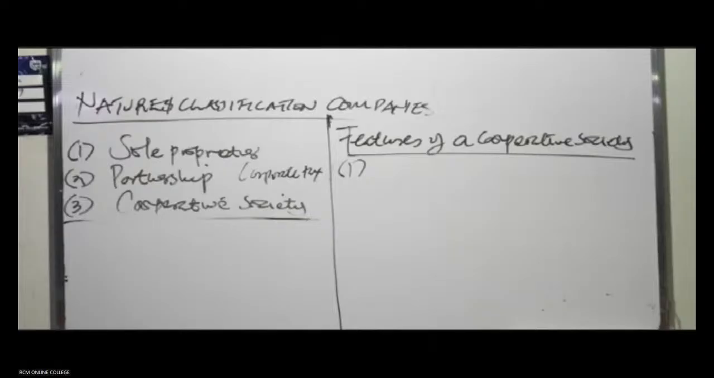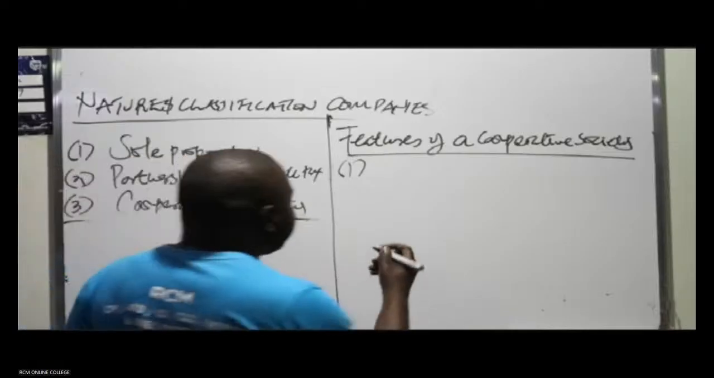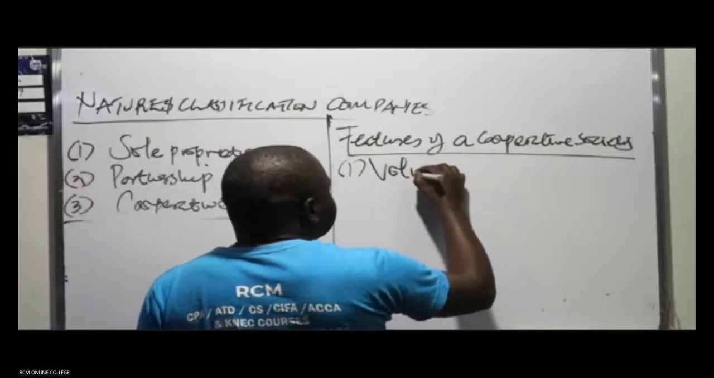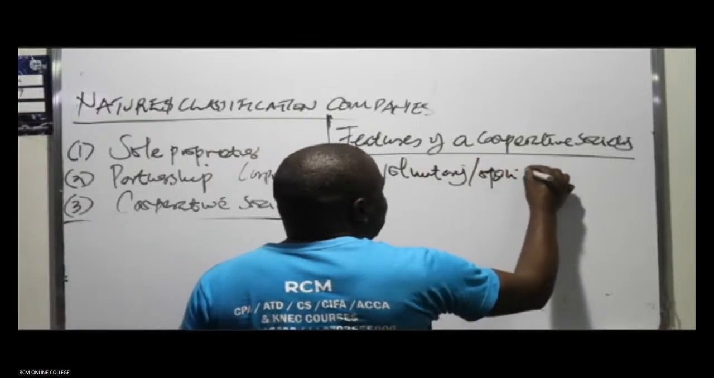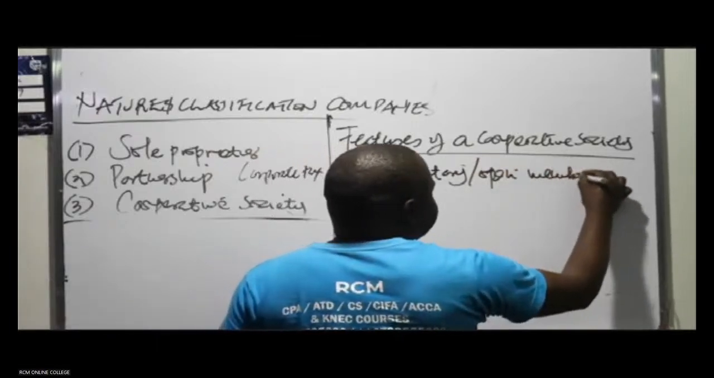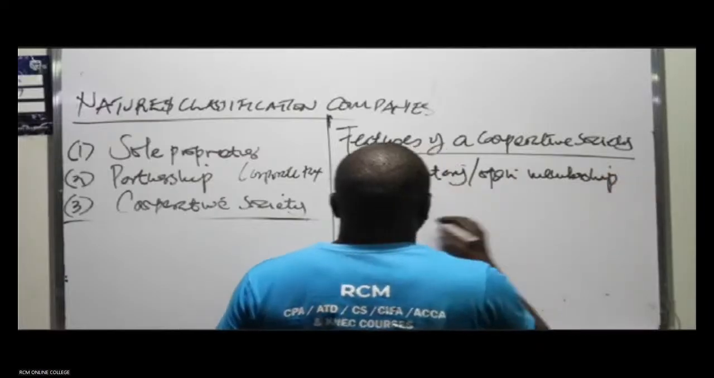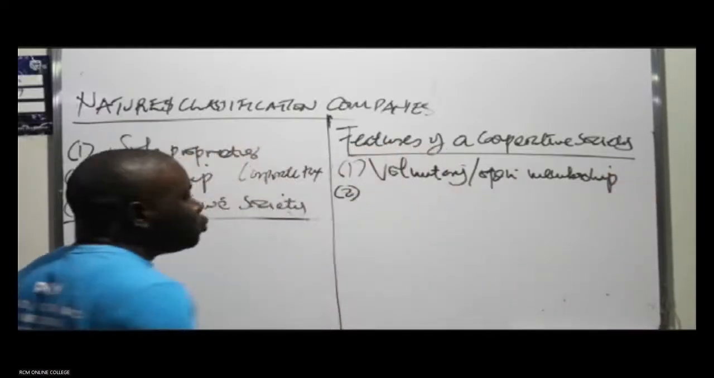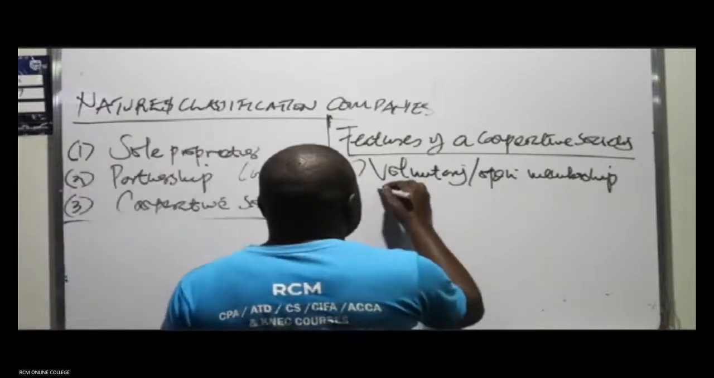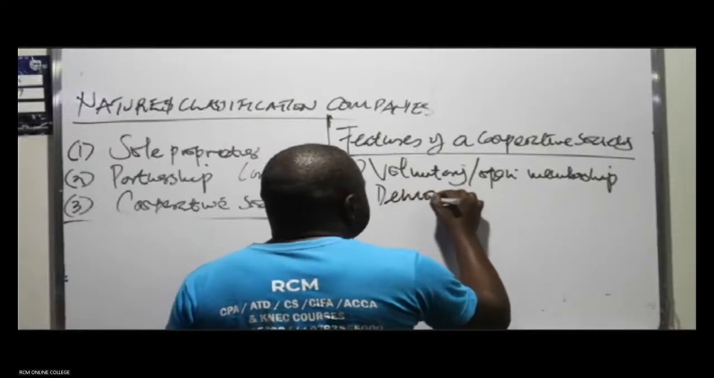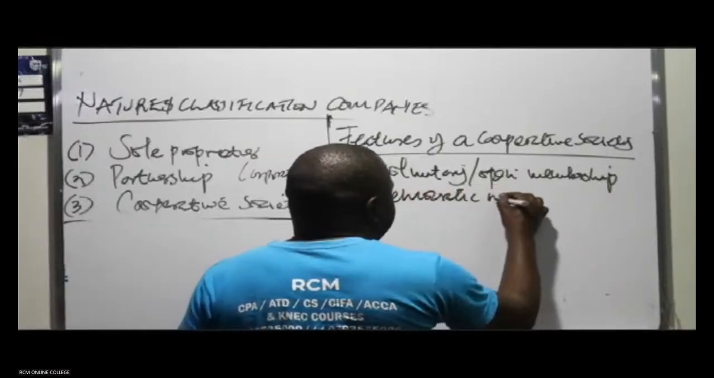Features of a cooperative society. Number one, voluntary and open membership, which is correct. And number two, what else can you say? Democratic management.